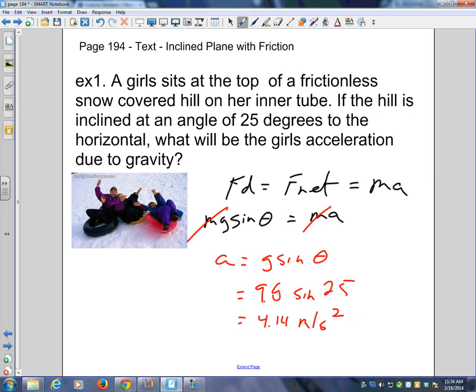Now, of course, friction does occur in the real world, and so let's look at one like that, which is next. Here, I'll just pause for a second.